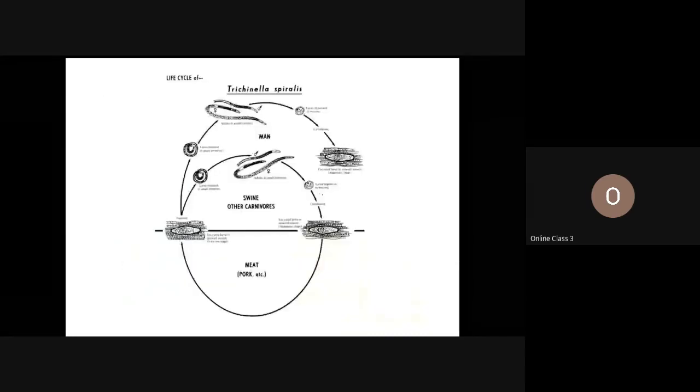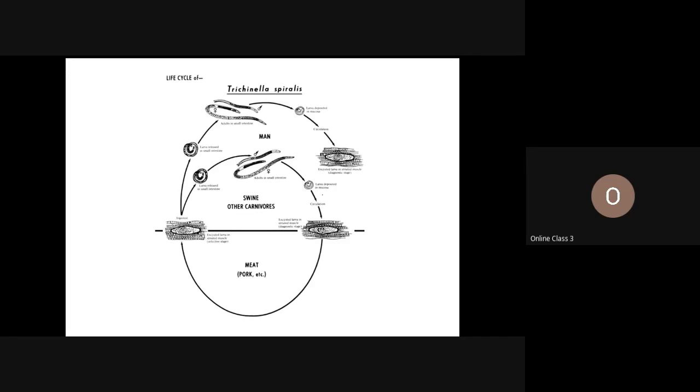Okay, so Trichinella, we know that the parasite is a permanent parasite. That means they do not require the environment, they do not need to come out into the environment for completion of their life cycle. They would be transferred from one host to another host through predation.